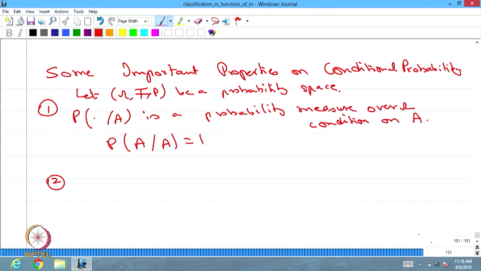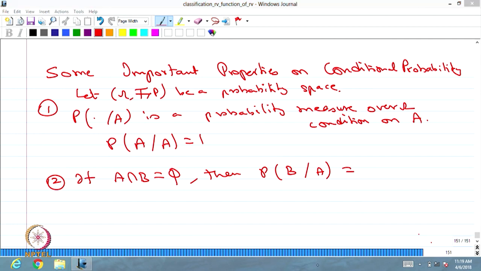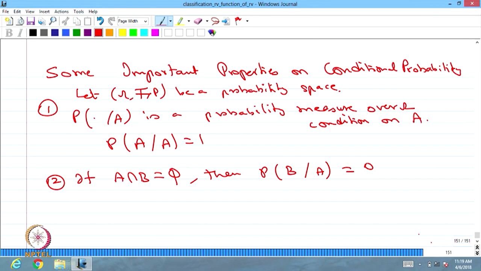Second important property: if A intersection B is the empty set, then the conditional probability of event B given A is going to be, because this is the same as the probability of B intersection A divided by probability of A. Since A intersection B is the empty set, P of the empty set is 0, therefore probability of B given A is equal to 0.